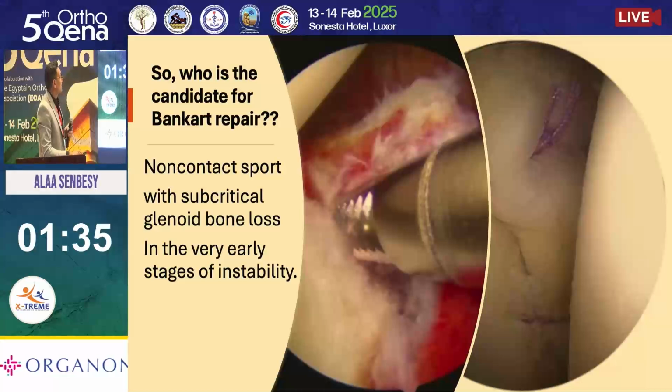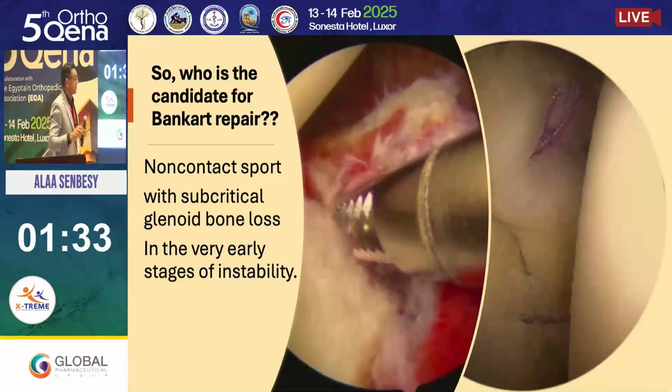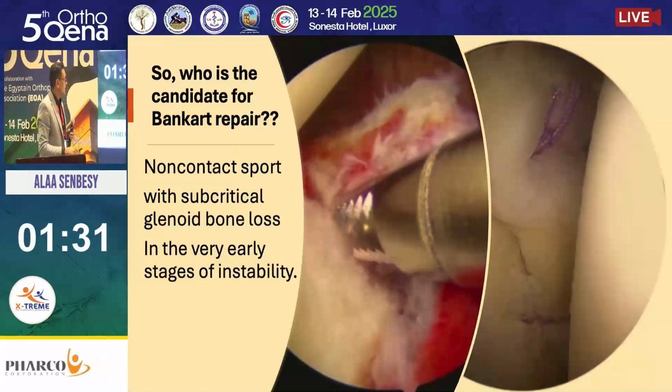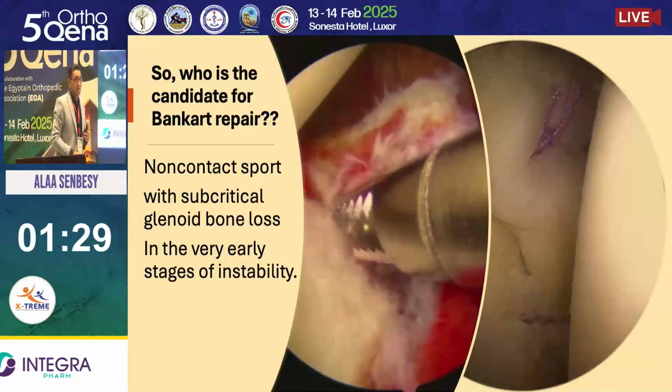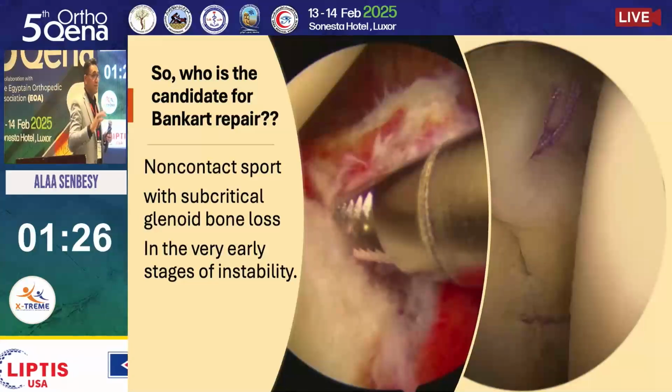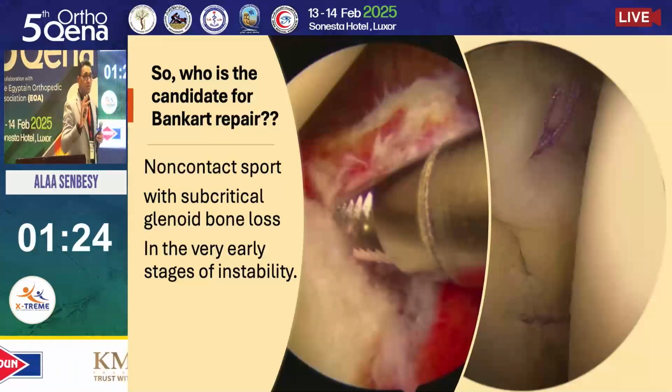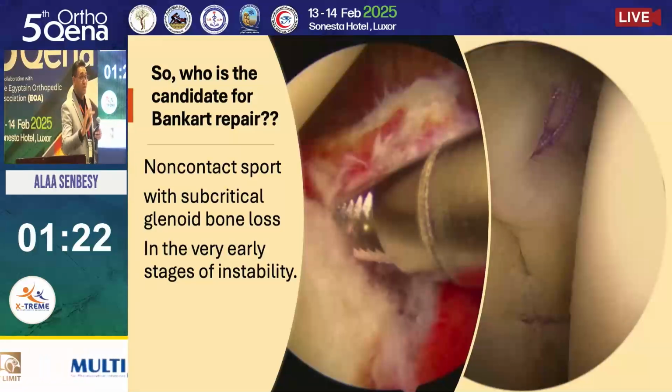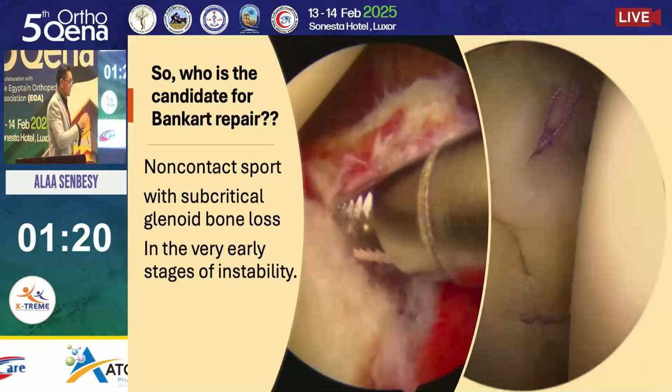So, who is the candidate for Bankart repair? Non-contact sport, subcritical glenoid bone loss, in the very early stage of instability. So we can't do a Bankart repair for a patient with more than 5 to 10 dislocations, or coming after 3-4 days. You will not find a labrum.